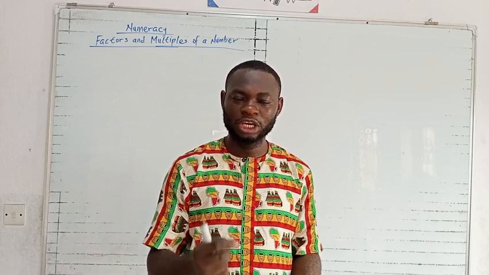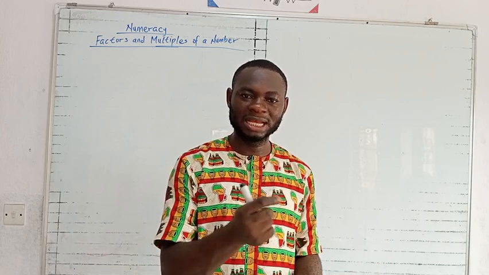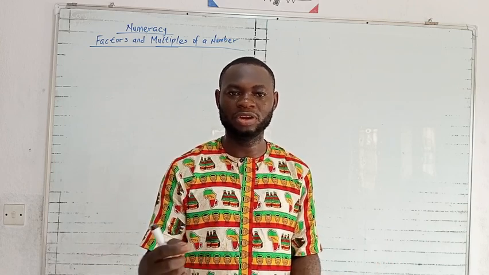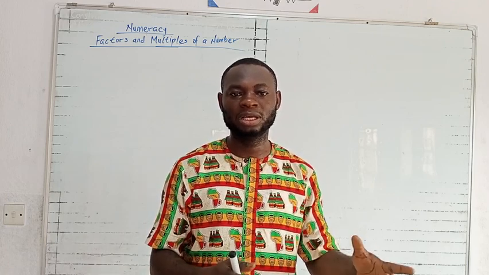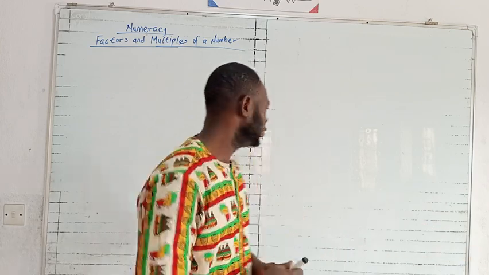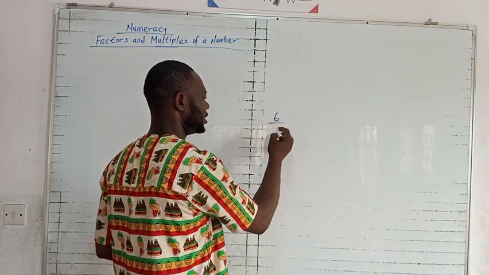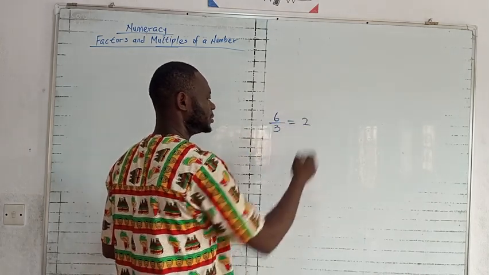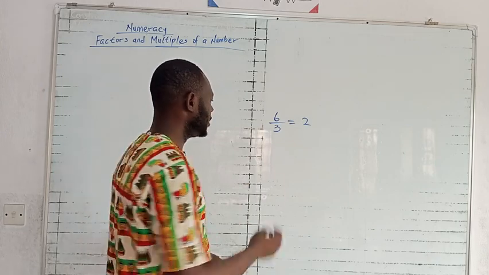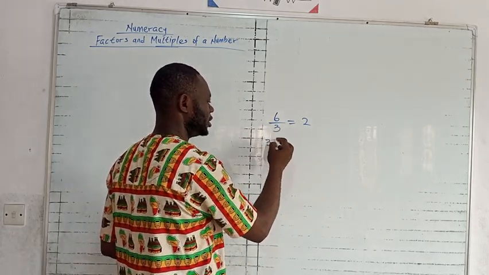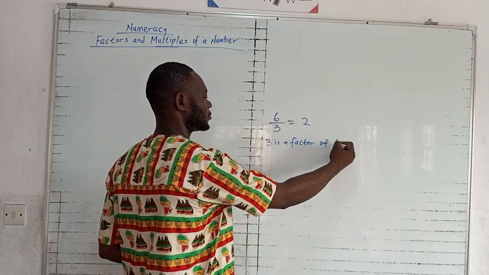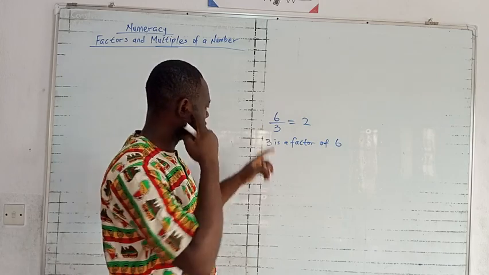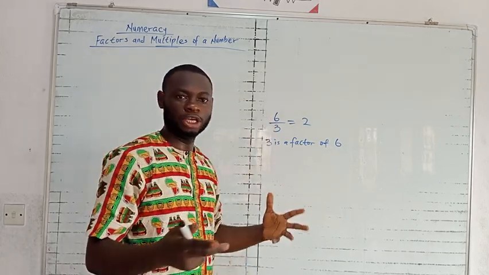Factors are simply a number that can divide another number without a remainder. We said that the number that can divide another number is a factor of that number it divides. For example, we all know that 6 divided by 3 will give us 2, right? Therefore, 3 is a factor of 6. Why? Because 3 can divide 6 without a remainder.